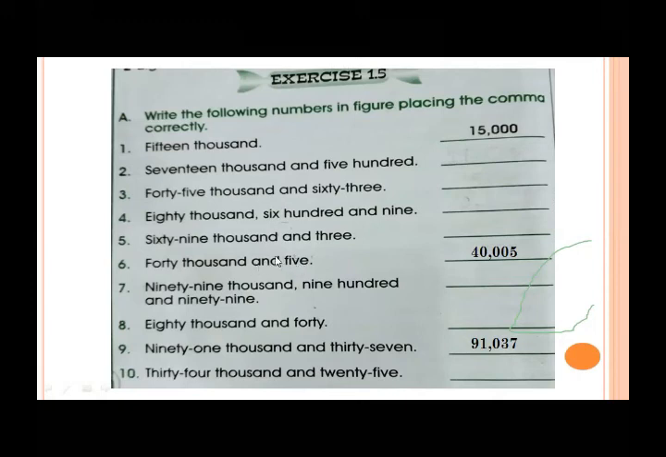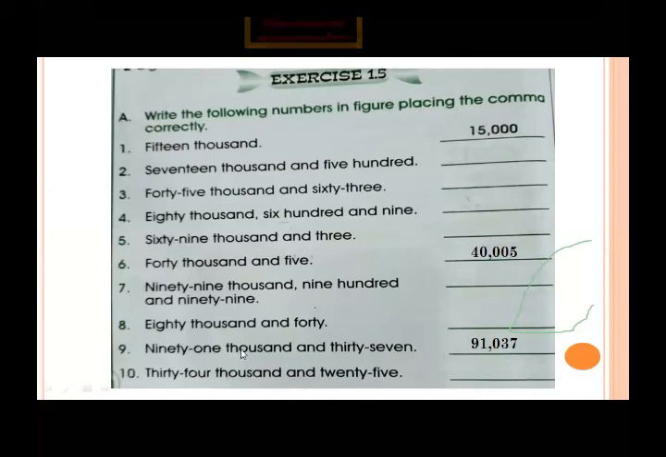Nothing is given at the place of 10 and 100, so you write it like 40,000, then we put 0 in the place of 100, put 0 in the place of 10, then you write 5. Count it as 40,005. Here another question is done.